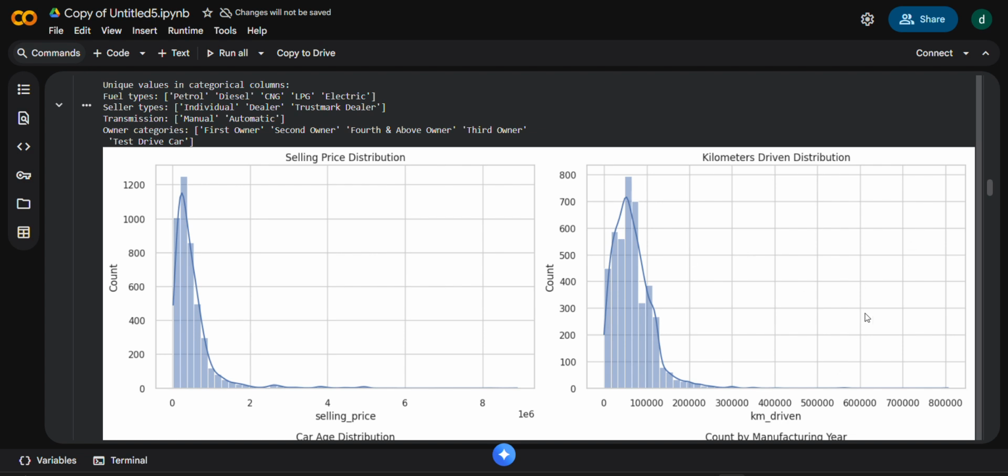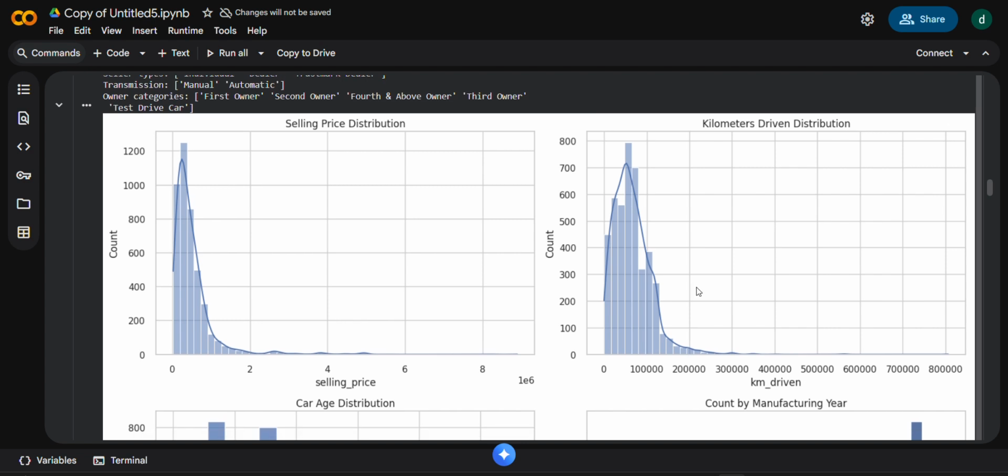Next, the kilometers driven distribution, showing how many kilometers the cars have been driven. Most cars fall between 20,000 to 60,000 kilometers. Very few cars have extremely high or extremely low mileage. The distribution is peaked, meaning many cars have typical moderate usage.